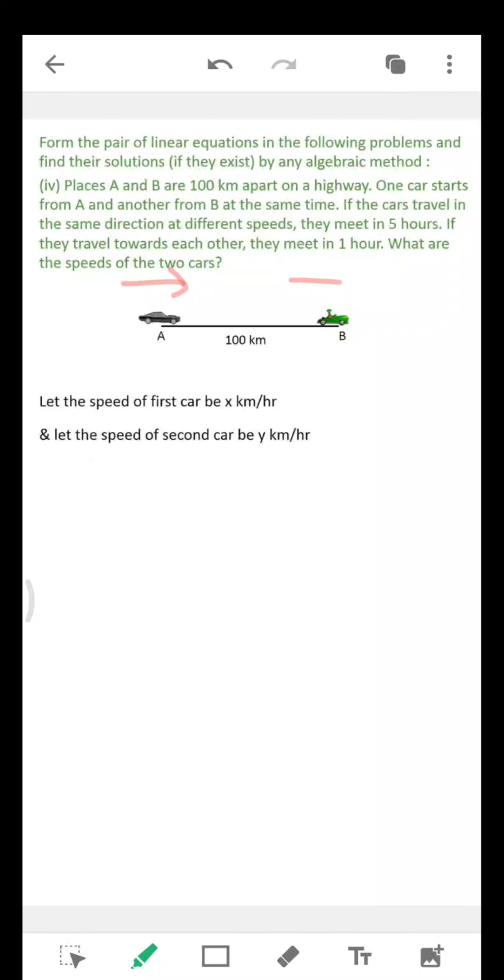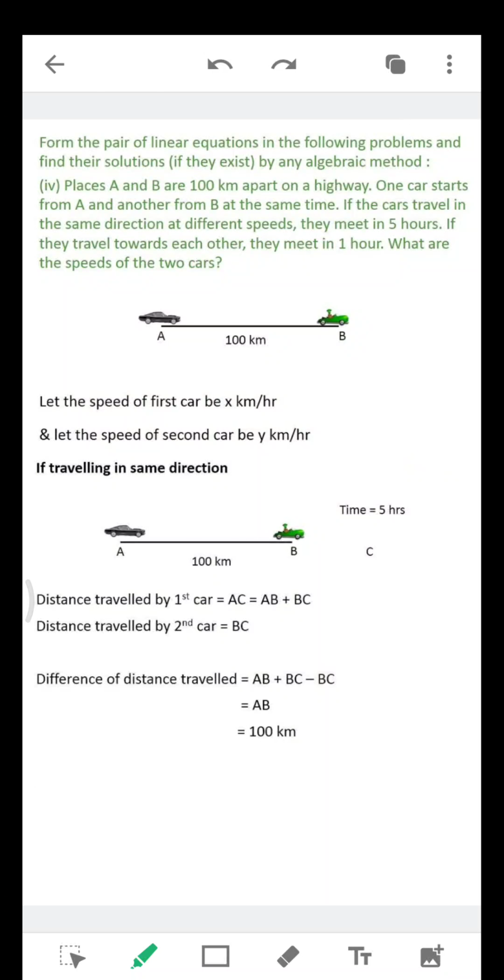Just remember it. First case, the cars are already at a distance of 100 kilometers, and they are traveling in the same direction. So where will they meet? They will meet somewhere at point C. The police car and the thief's car are traveling in this direction. They meet at point C. They are caught here after 5 hours.